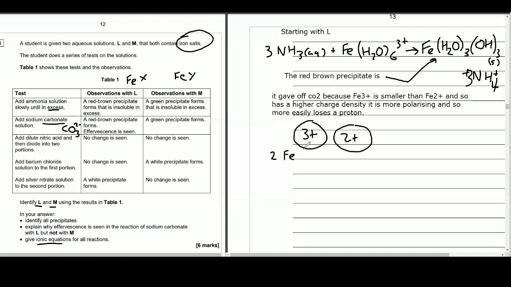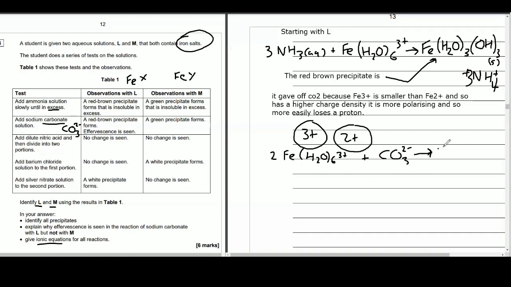Okay, so the equation for this, you need to get both equations, one for the ammonia reaction and one for the carbonate reaction, to just score 1 mark for each of them. So you need both reactions for L for 1 mark, both ionic reactions for M. Actually, there's 3 reactions for each. We'll come on to the third one in a sec.